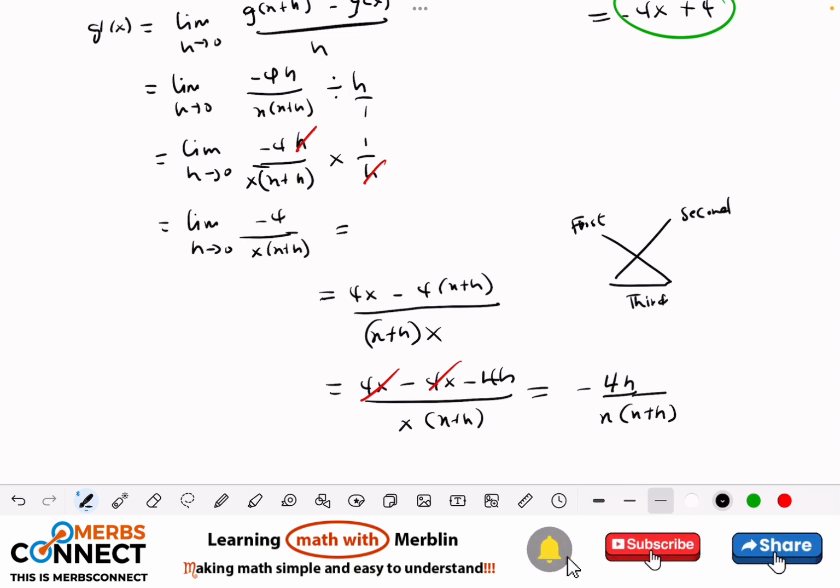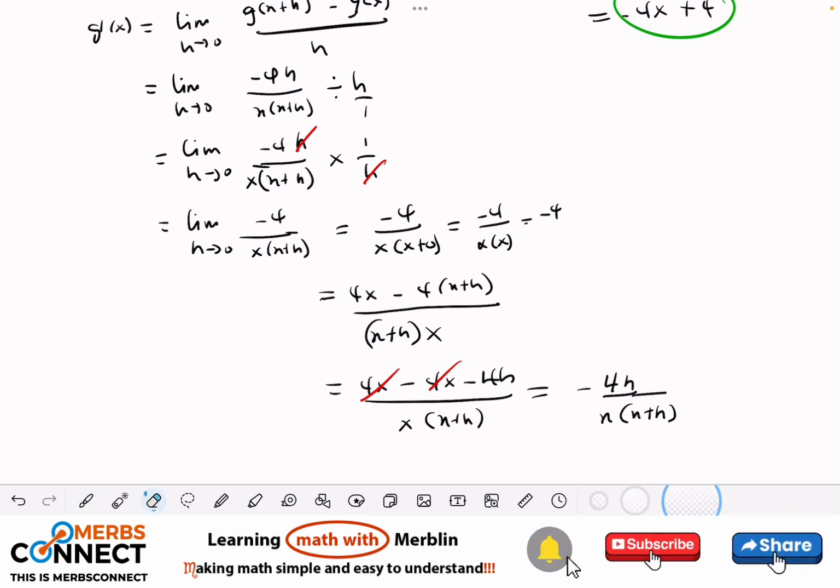Then now I can plug in the 0 because now I don't have h alone multiplying the function or on the denominator, which will make the function 0. So this one will be minus 4 divided by x times x plus 0, and this will be minus 4 divided by x times x, and this will be minus 4 divided by x squared. So that will be the result, minus 4 divided by x squared.